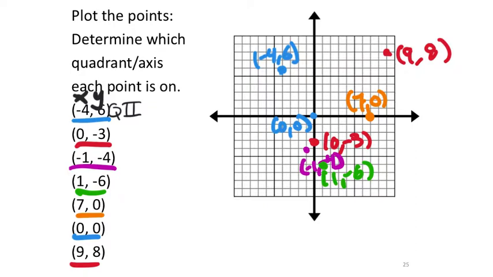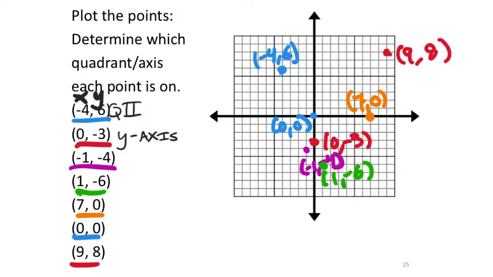The math nerd in me really wants to write the word quadrant, but I'm not going to. I'm going to resist it. (0, -3), we can see that one. It's the red point there, and it's directly on the y-axis. We addressed that as well. So that's directly on the y-axis.